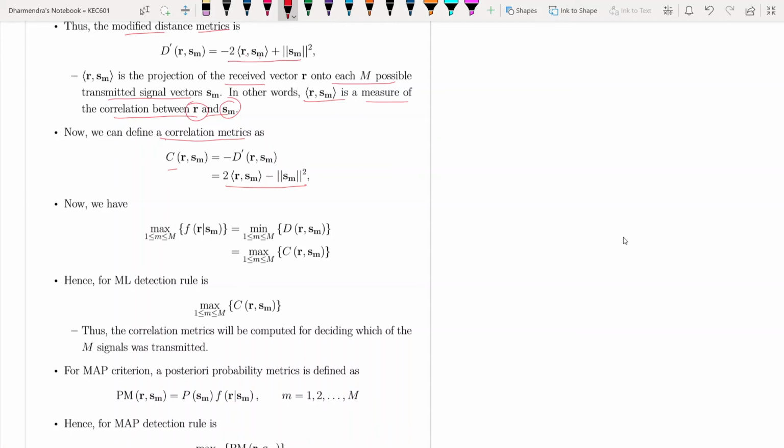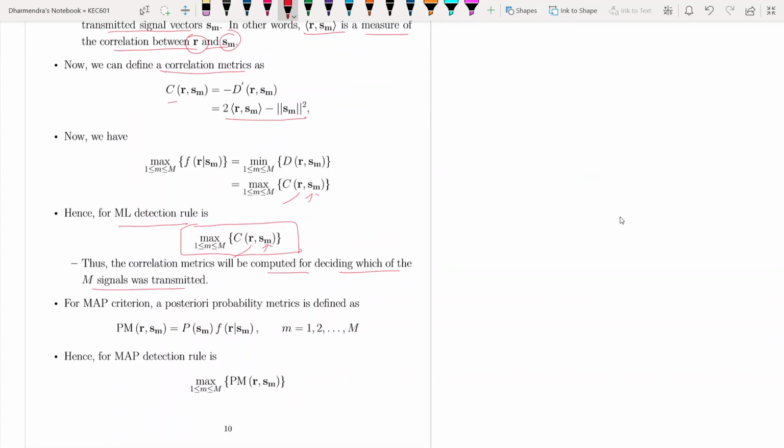Now we can write three equivalent rules for the ML detection criterion. Maximize the likelihood function, which is equivalent to minimizing the distance, and another way we can say is that you have to maximize the correlation between r and Sm. Hence the ML detection decision rule is to maximize the correlation between r and all possible Sm. So the correlation metric will be computed for deciding which of the M signals was transmitted.